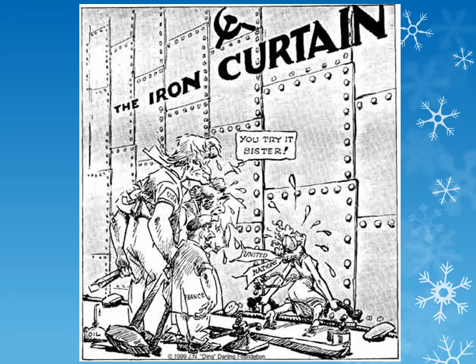And this is a cartoon of the Iron Curtain. You'll notice you have the United Nations is trying to pick it up, this curtain of iron. And on the Iron Curtain, take a look at the symbols. It's the hammer and the sickle, the communist symbol. You have France standing alongside, kind of being helpless. You have the USA, and you have that little British man behind, and he's saying, "You try it, sister."